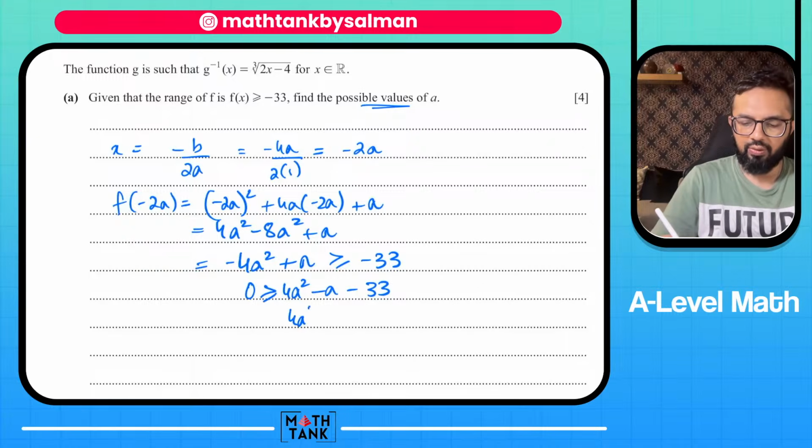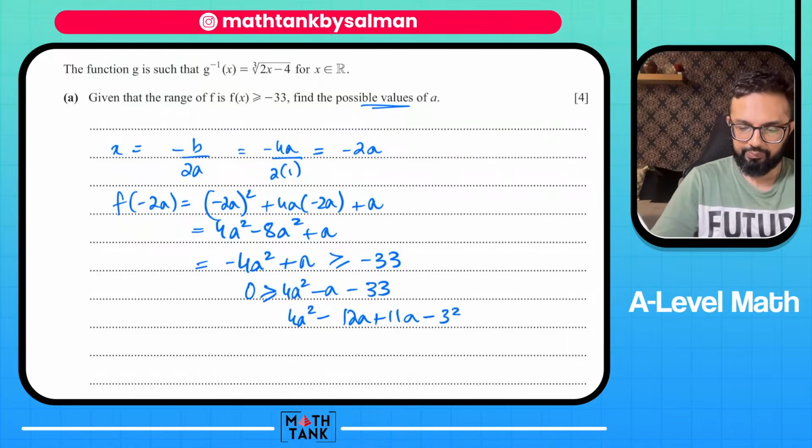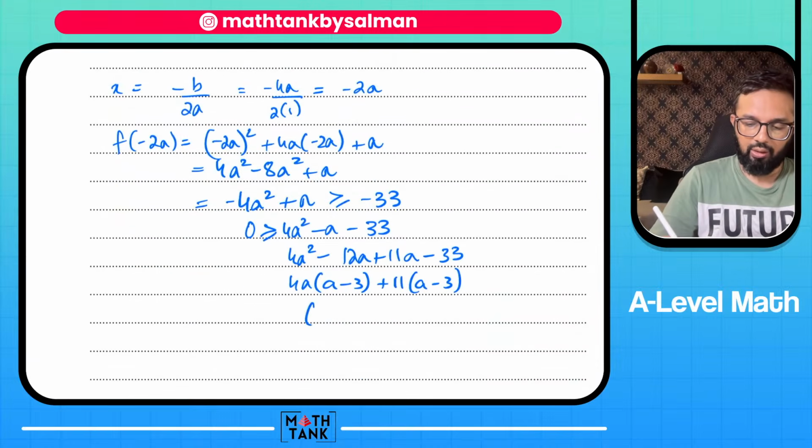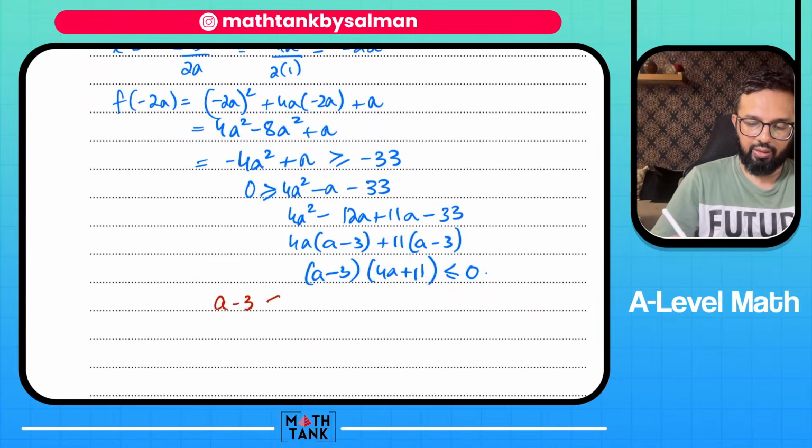I think I need to see the factors. So 4a minus 3 plus 11a minus 3. A minus 3, 4a plus 11, less than or equals to 0. A minus 3 gives me a equals to 3 and a equals to minus 11 over 4.